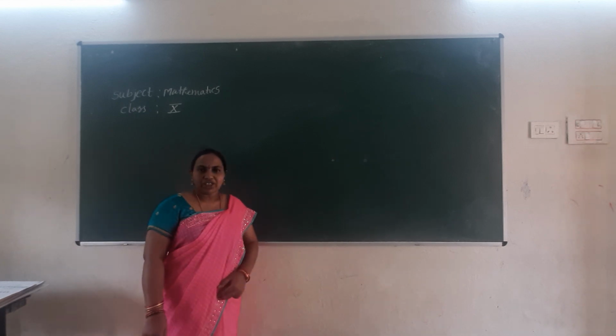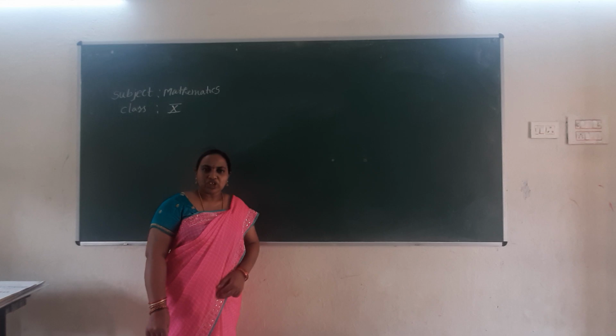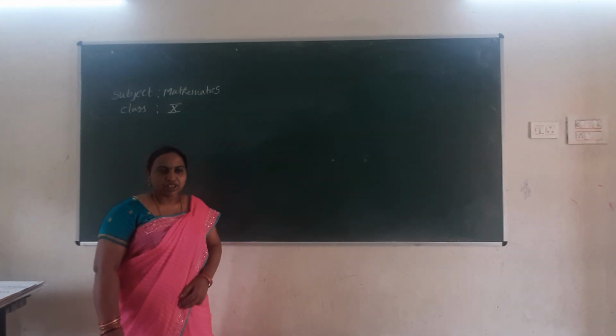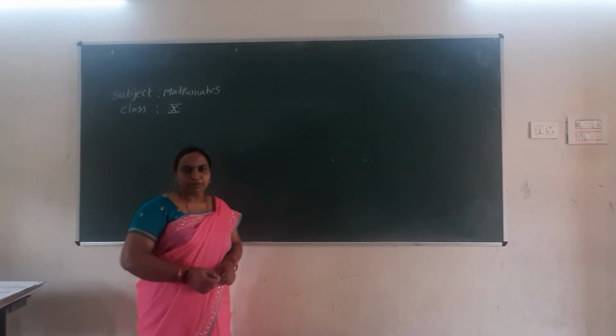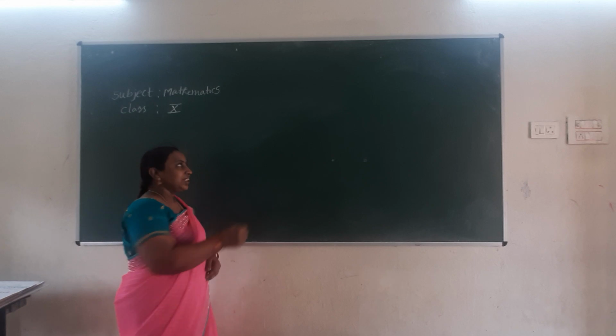We have already learned rational numbers and irrational numbers in earlier classes. Rational and irrational numbers together are called real numbers. Our chapter is real numbers.